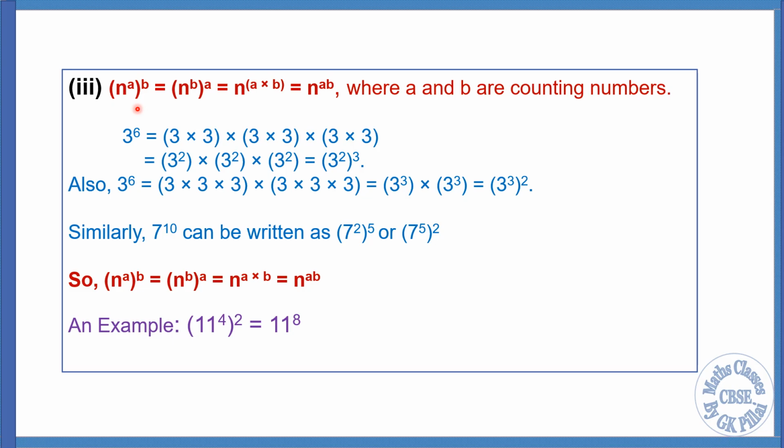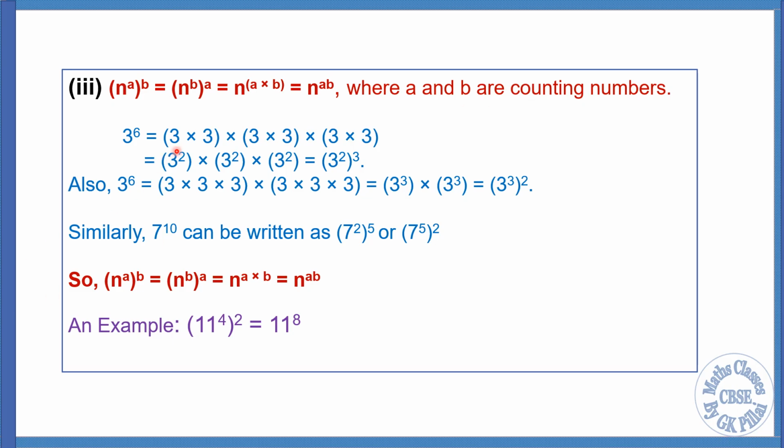The third law is n raised to the power of a raised to the power of b. Now the b can come inside and a can go outside also. n raised to the power of a whole power b will be n to the power of a into b, or n to the power of ab, where a and b are counting numbers.